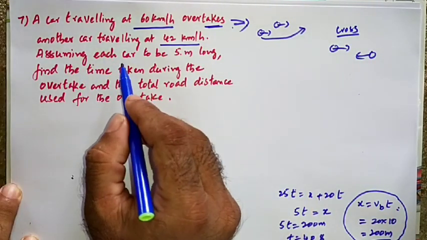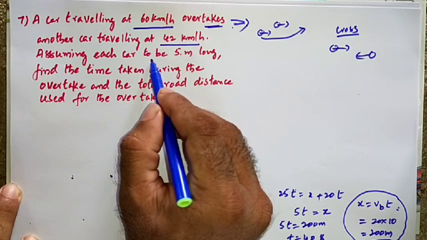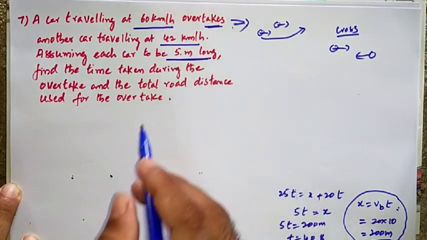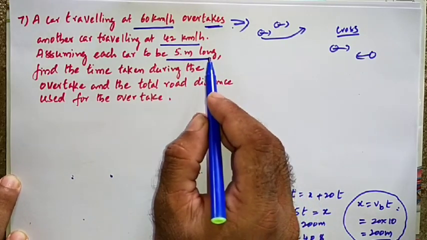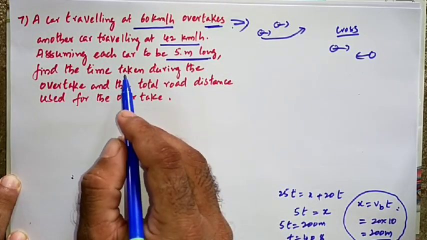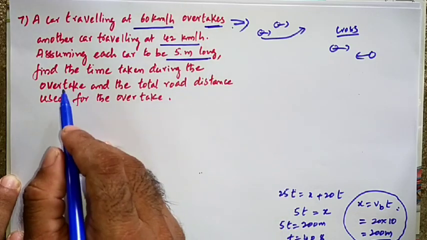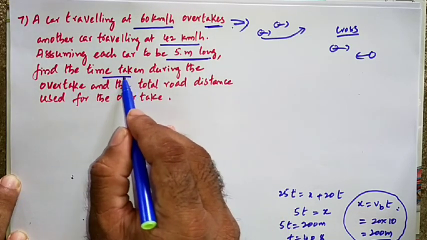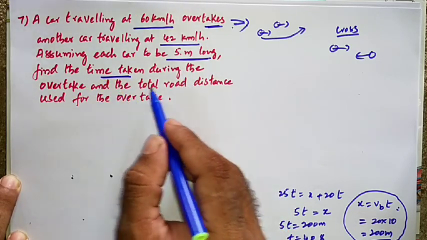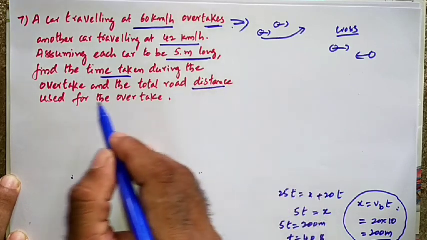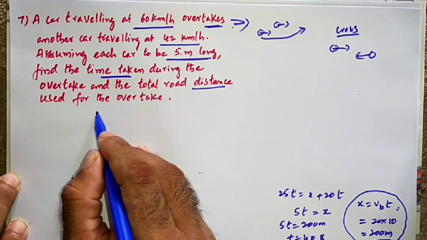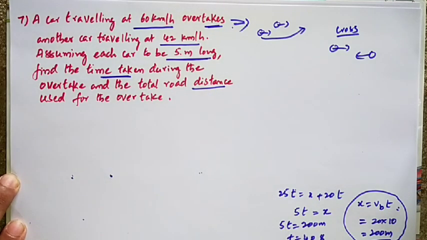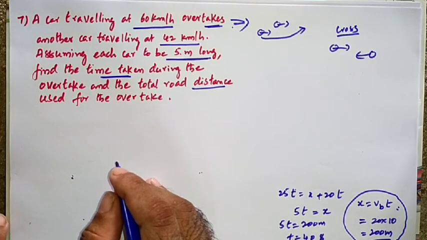Assuming that each car is 5 meters long, here the length of the car is considered. We should not neglect the length of the car. Find the time taken during the overtake, and the total road distance used for the overtake. These are the two things we need to calculate. One is time, the second one is the distance. Clear? Pause the video and try to solve it.